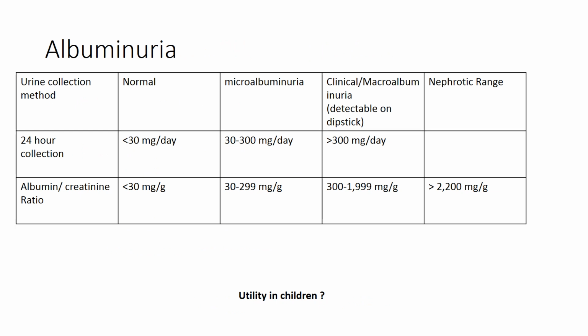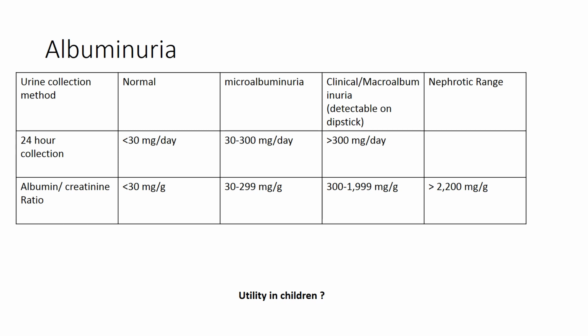Thus far, we've concentrated on total protein in urine, but one can also quantify the amount of albumin found in urine. Using a 24-hour urine collection, normal excretion rates for albumin are less than 30 milligrams per day. When we get excretion rates of between 30 and 300, that is called microalbuminuria. This is not detectable using conventional dipsticks. Once the excretion of albumin is greater than 300 milligrams per day, that becomes detectable by conventional dipstick and is called clinical or macroalbuminuria.